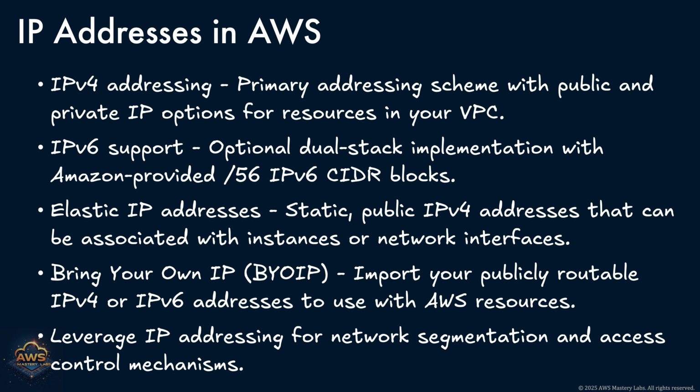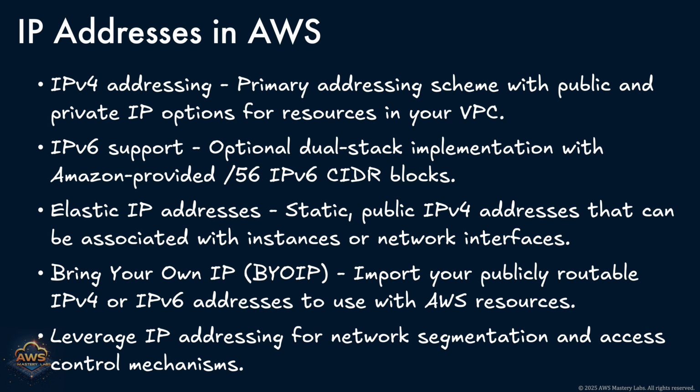You can enable dual stack mode, assigning an Amazon-provided /56 IPv6 CIDR block to your VPC. IPv6 addresses are globally routable and help prepare applications for modern internet communication, especially as IPv4 availability continues to shrink. For public connectivity, elastic IP addresses are used when a resource needs a static IPv4 address that persists across reboots or replacements. These are public IPs managed by AWS that can be reassigned as needed, offering both stability and flexibility.